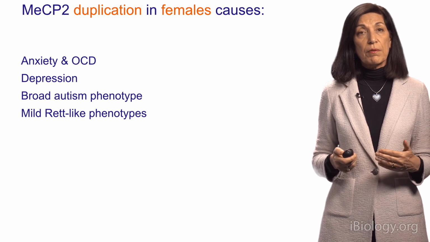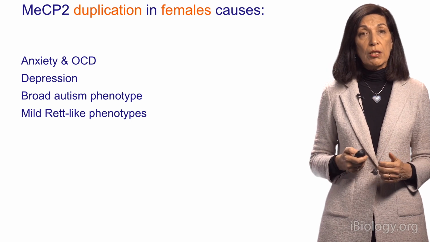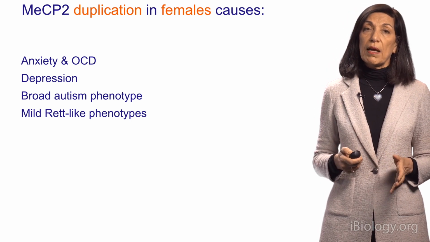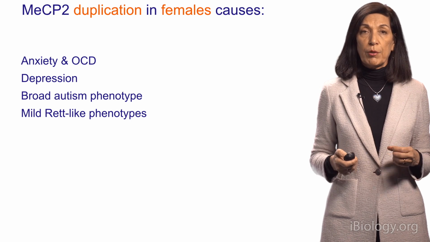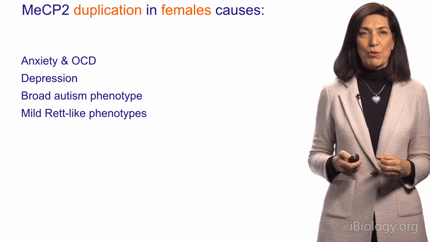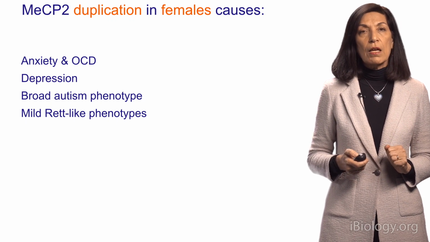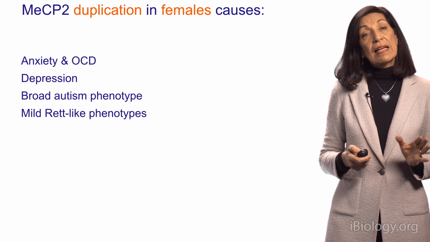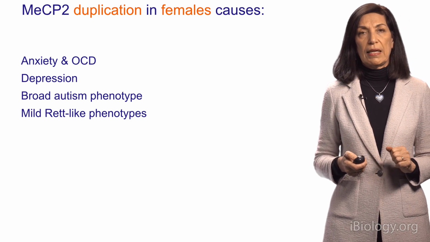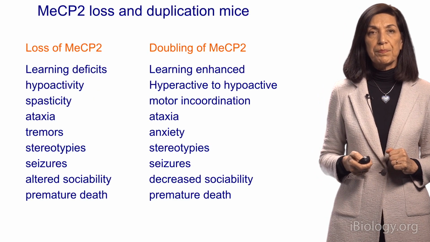But sometimes some of these females might show depression, sometimes they might show broad autism phenotype, and sometimes if they don't have the favorable X inactivation favoring the wild-type X chromosome, the healthy X chromosome, they may have Rett-like symptoms. So we see that rarely. Most of the females typically are healthy, but sadly they have boys with this disorder.